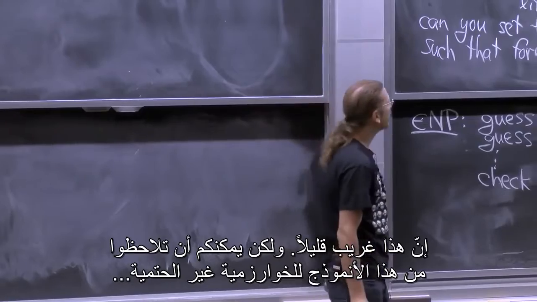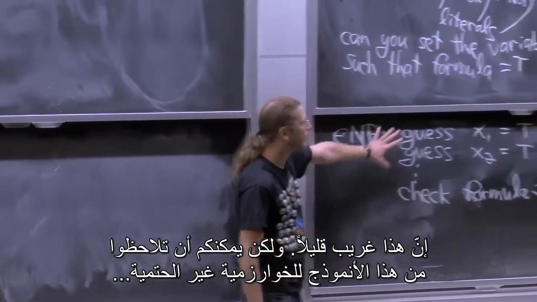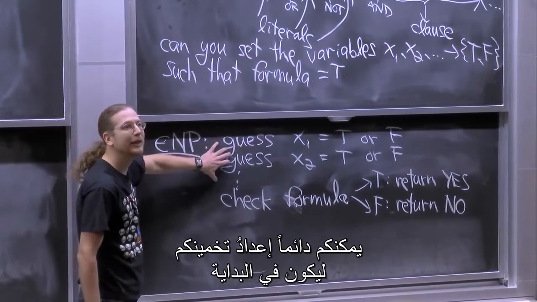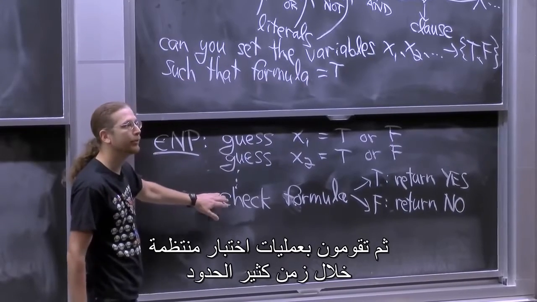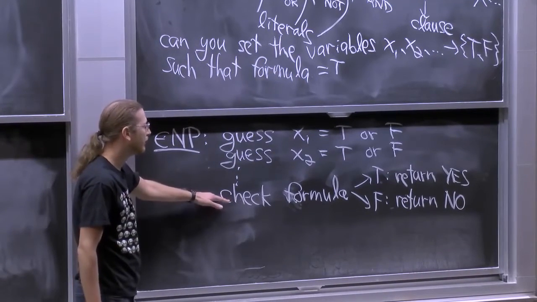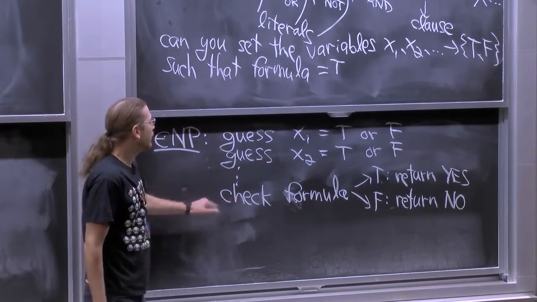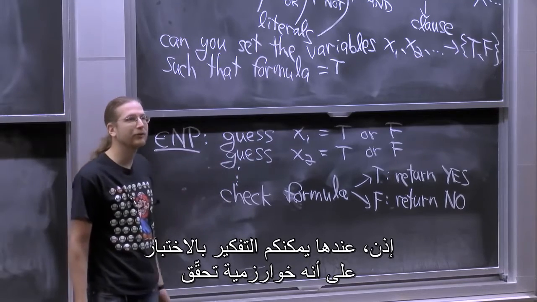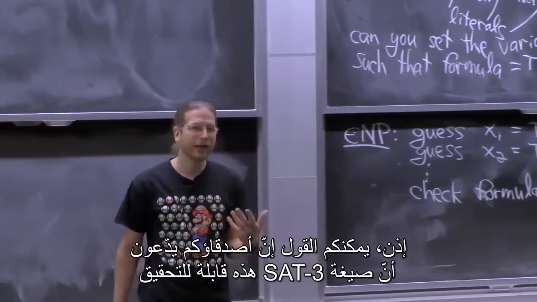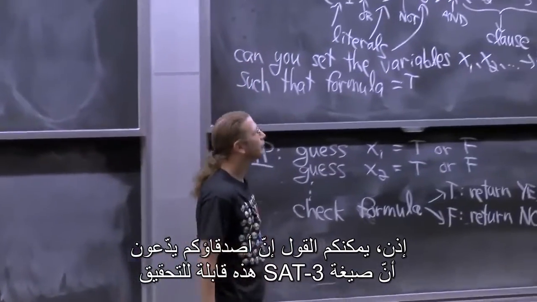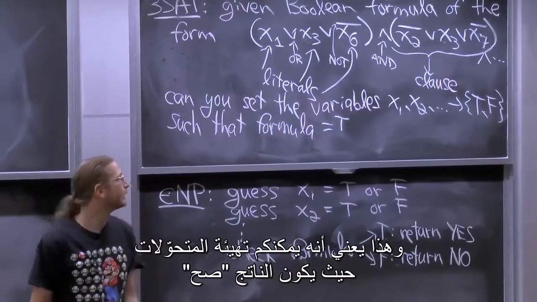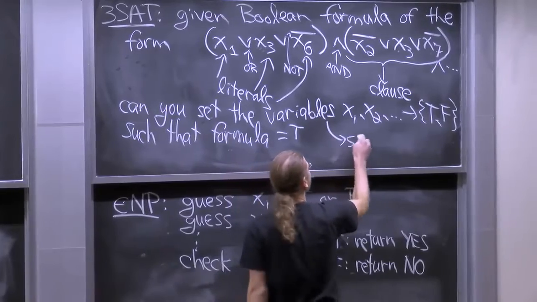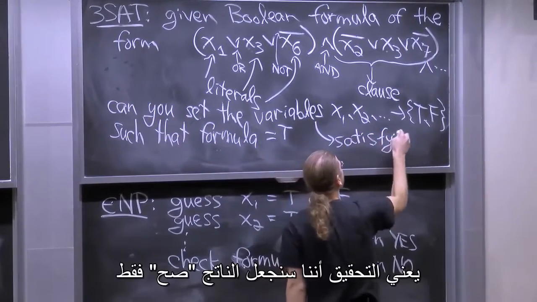It's a little weird, but you can see from this kind of prototype of a non-deterministic algorithm, you can actually always arrange for your guessing to be at the beginning. And then you do some regular polynomial time checking, without any non-determinism. So when you rewrite your algorithm like this, with guesses up front and then checking, you can also think of it as a verification algorithm. So you can say, your friend claims that this 3-SAT formula is satisfiable, meaning there's a way to set the variables so that it comes out true. So this is called a satisfying assignment. Satisfying just means make true.